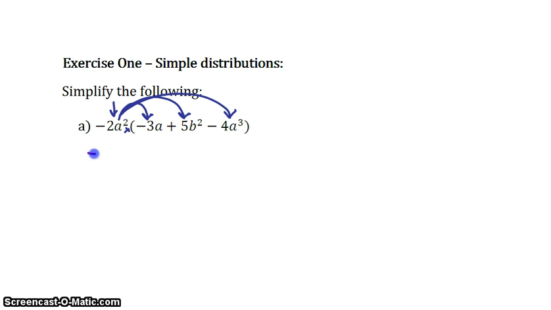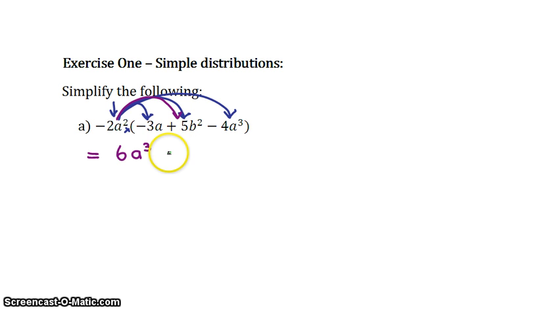Just a reminder that I always say to myself when I'm multiplying, I do the signs first, then the numbers, and the letters. So negative 2a squared times negative 3a. Signs. Negative times negative, positive. 2 times 3, 6. A squared times a cubed. Next, negative 2a squared times positive 5b squared.